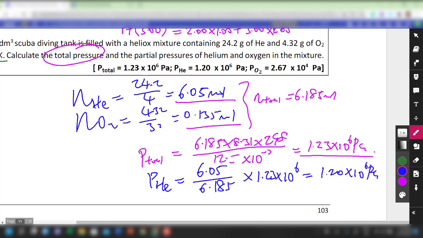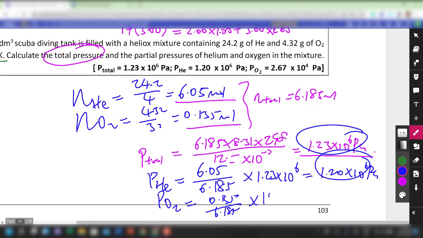Okay, to calculate the partial pressure of oxygen, you can either just take the difference between this and this, or you can do the same working. Use the same variable, which is 0.135 divided by 6.185 times 1.23 times 10 to the power 6. Okay, so you should be able to get 2.67 times 10 to the power 4 Pascal.